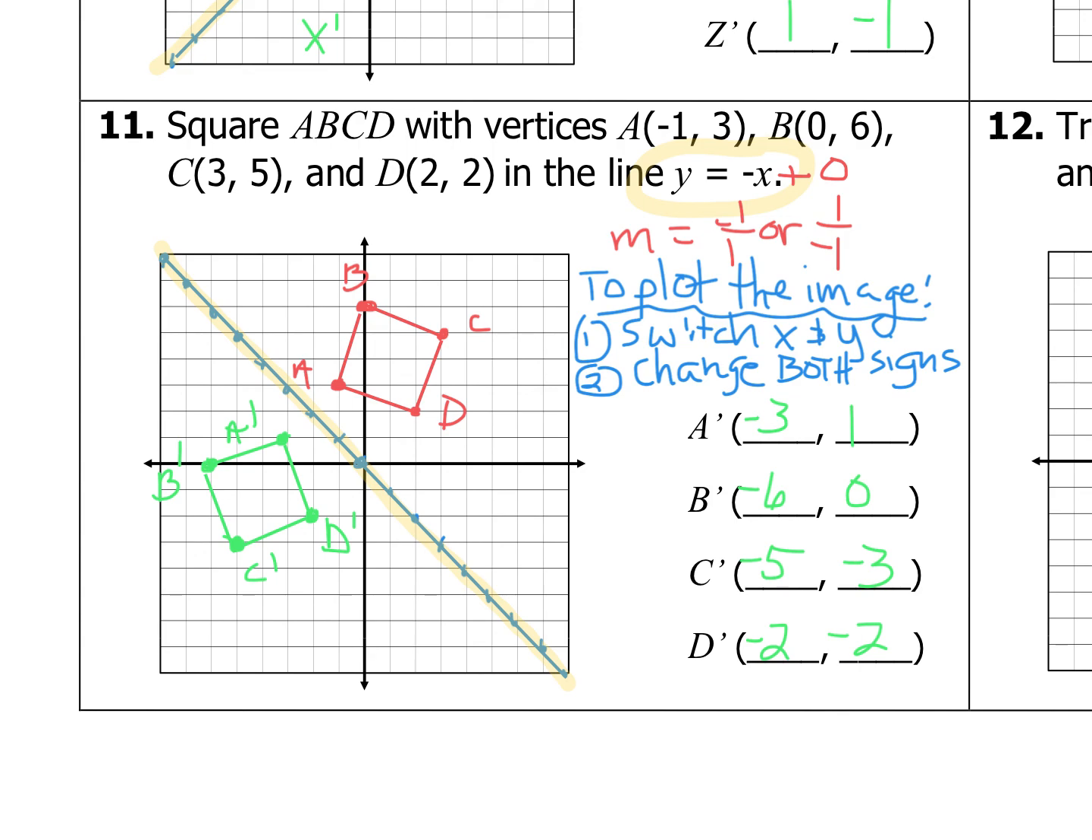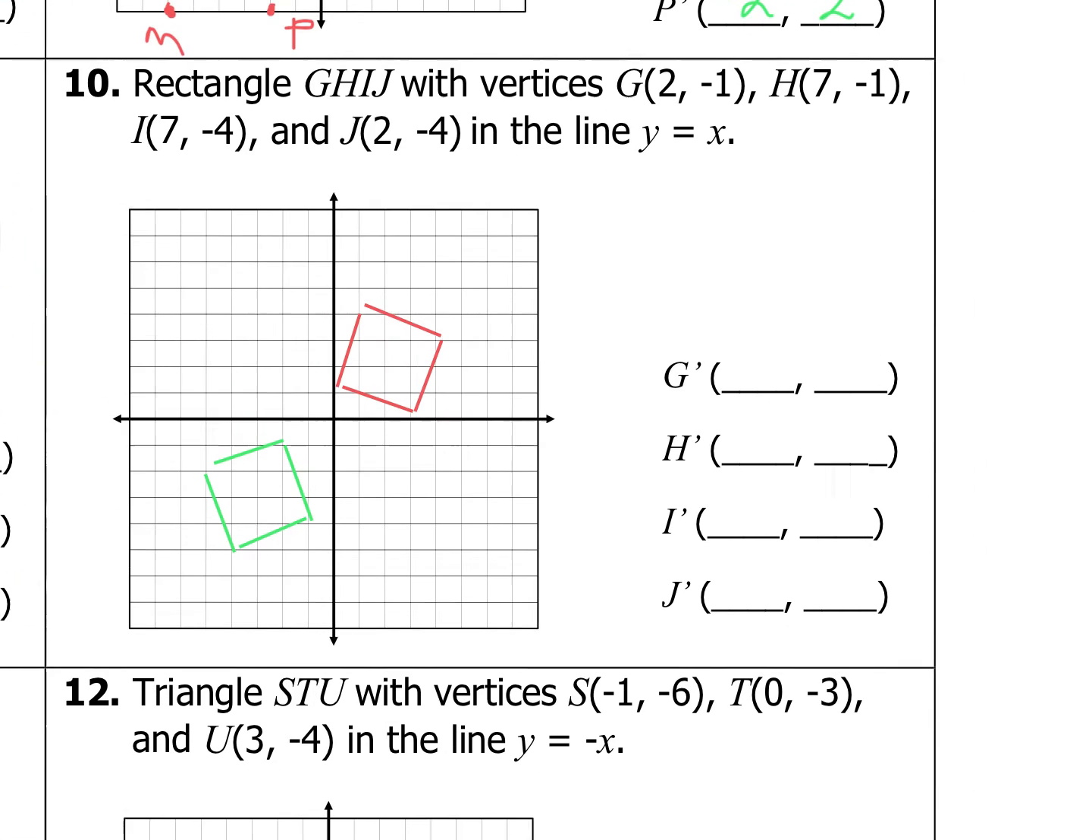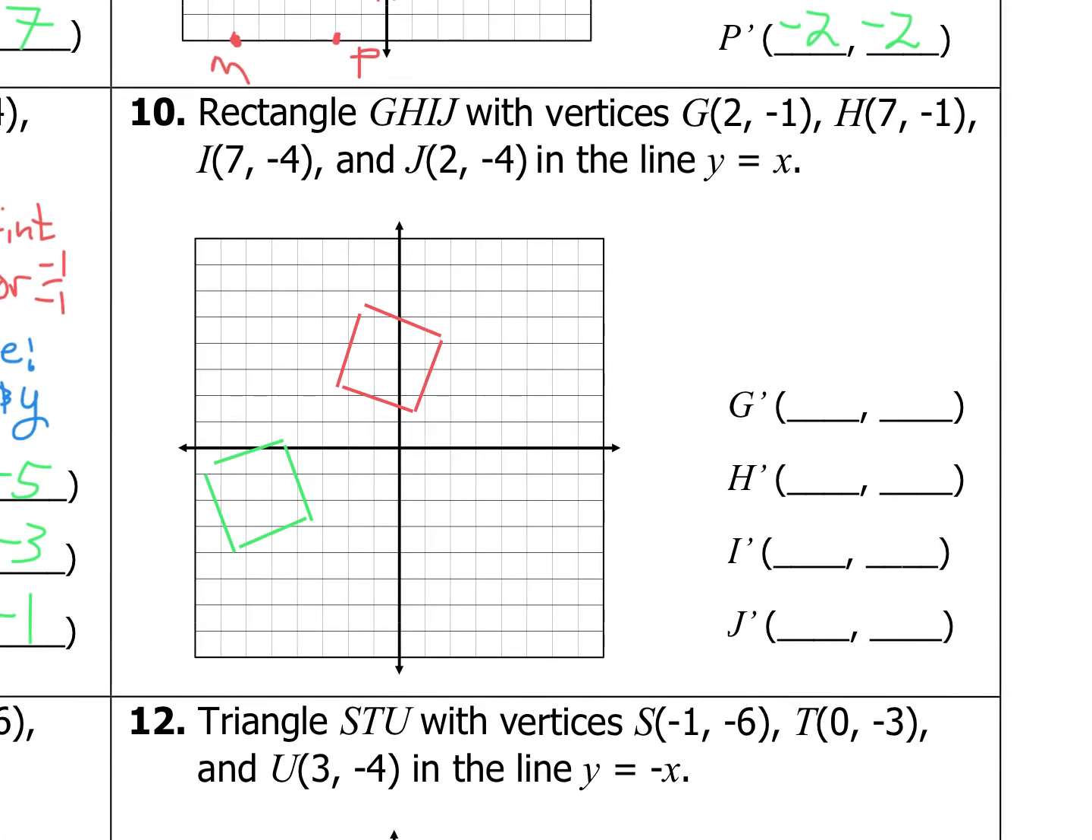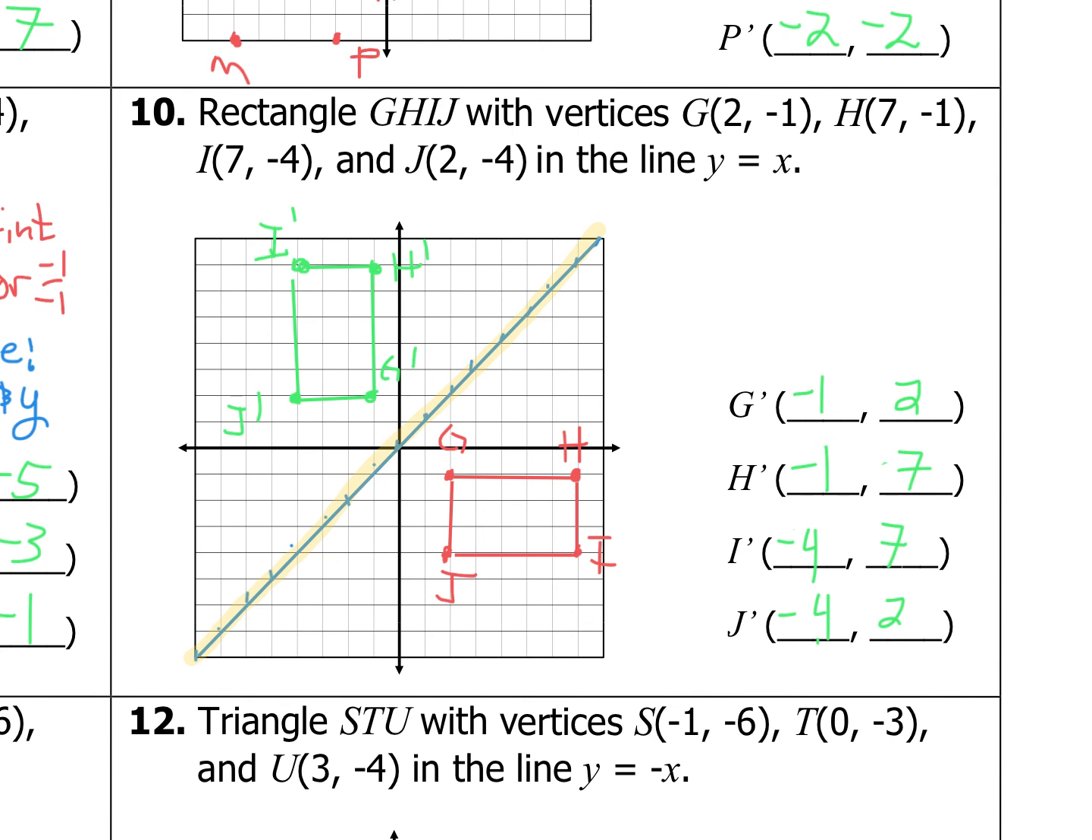So then what I want you to do is pause the video, and try 10 and 12 on your own, and then I will just put up the answers. So it should be pretty quick from here. Okay, so here's your answer for 10. So make sure you check everything. They are definitely equal distances from the line of reflection. And then over here, all you did was switch the X and the Y so that you could plot that point. So now I'm going to put up 12 for you to view.